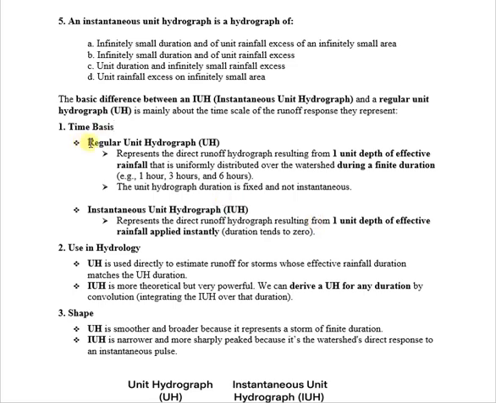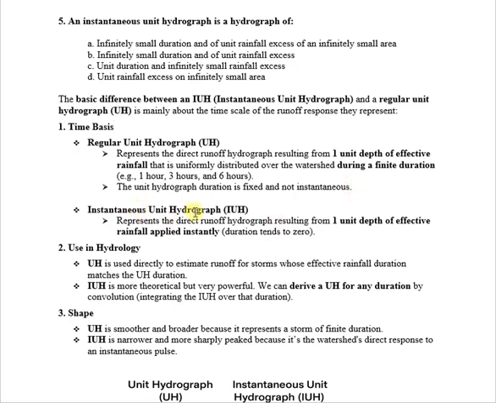Based on time, the regular unit hydrograph represents 1 unit depth of effective rainfall that occurs uniformly over the entire watershed or catchment area during a finite duration. So the duration is fixed for the unit hydrograph. The duration may be 1 hour, 3 hours or 6 hours. It is fixed, but not instantaneous, which means it is not very small or infinitesimal.